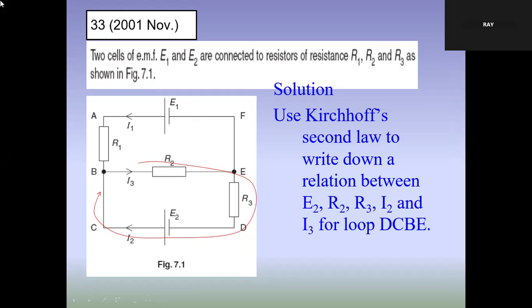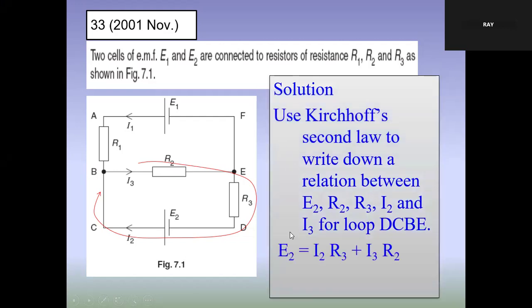We are just using Kirchhoff's second law, that's all. This is the direction, sending out current E2, and in the same direction, I2 times R3, and around this one is I3, R2, that's all. Sum of EMF, sum of PD, which is not clear.